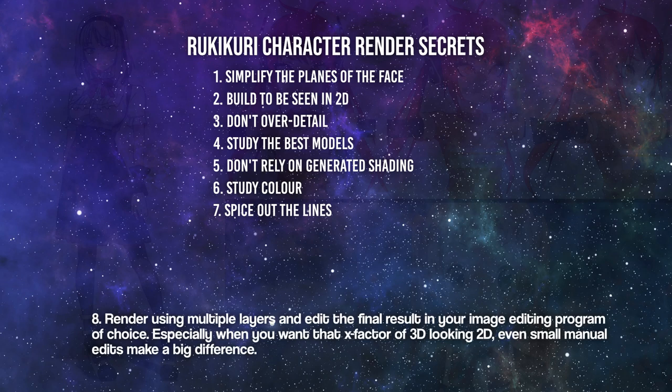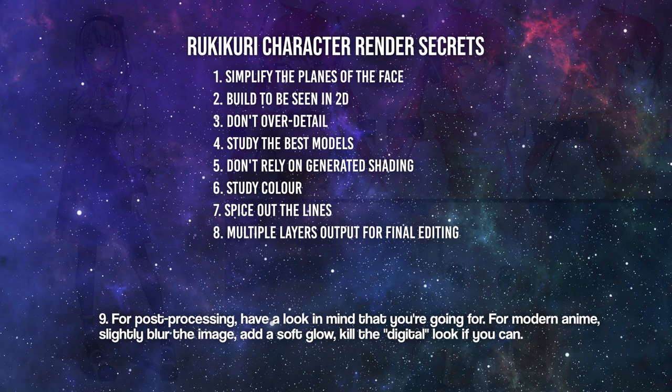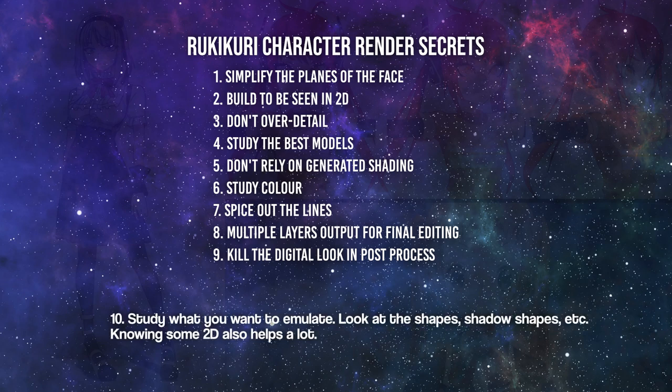8. Render using multiple layers and edit the final result in your image editing program of choice. Especially when you want that X factor of 3D looking 2D, even small manual edits make a big difference. 9. For post-processing, have a look in mind that you're going for. For modern anime, slightly blur the image, add a soft glow, and kill the digital look if you can. 10. Study what you want to emulate. Look at the shapes, shadow shapes, etc. Knowing some 2D also helps a lot.